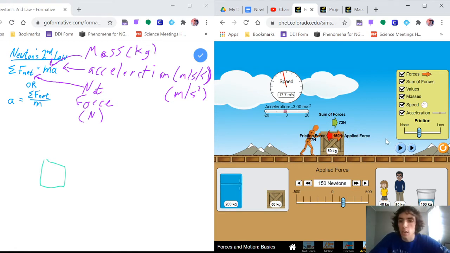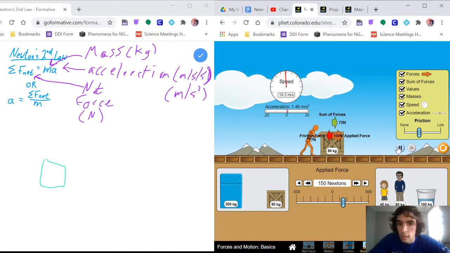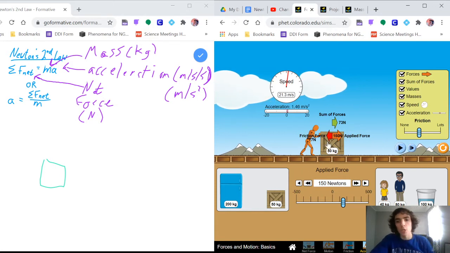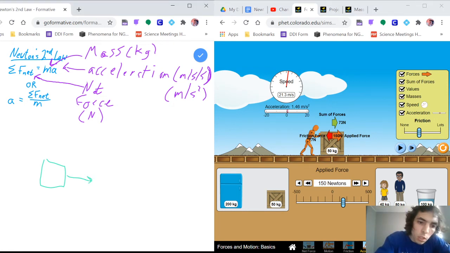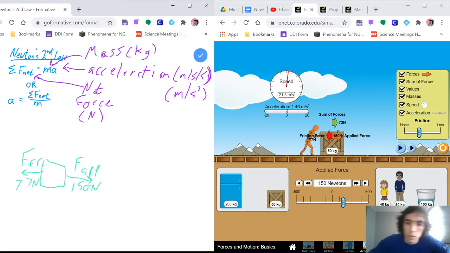Let's look at the case of this mannequin, I don't need to take credit for it, pushing this crate, or this box, whatever it is, to the right with a force of 150 newtons. That will be an applied force, and the simulation labels it as such. And then pulling to the left is this force of friction, and that is 77 newtons to the left.